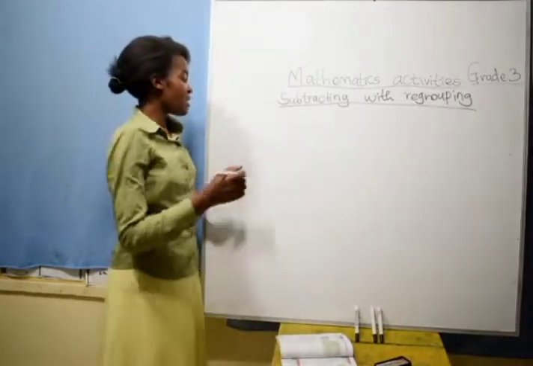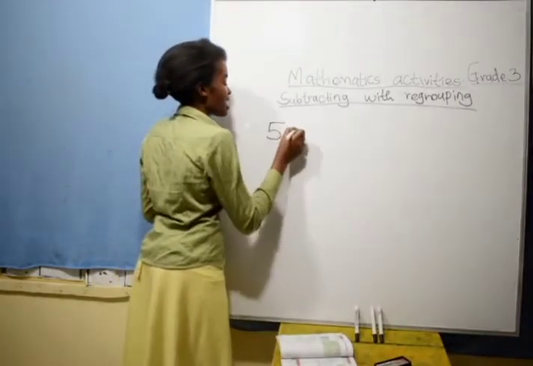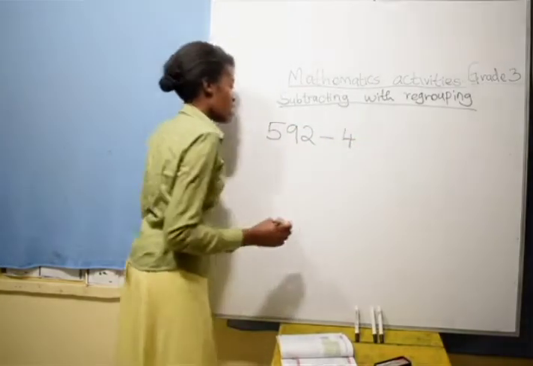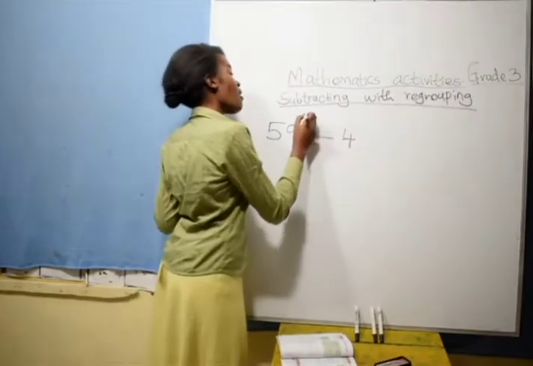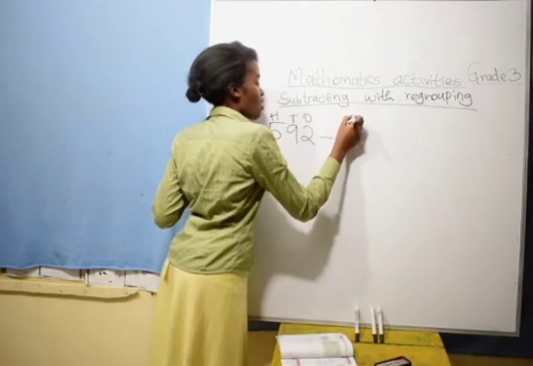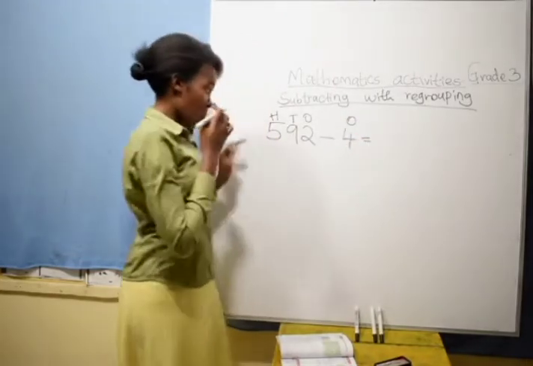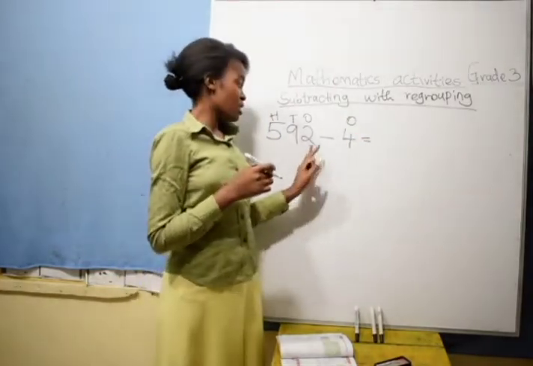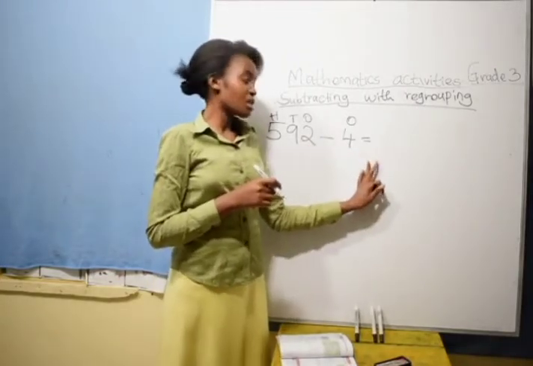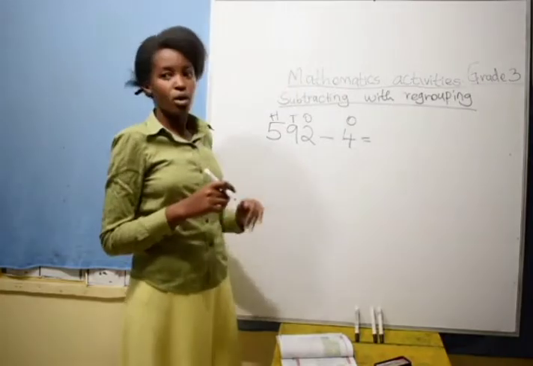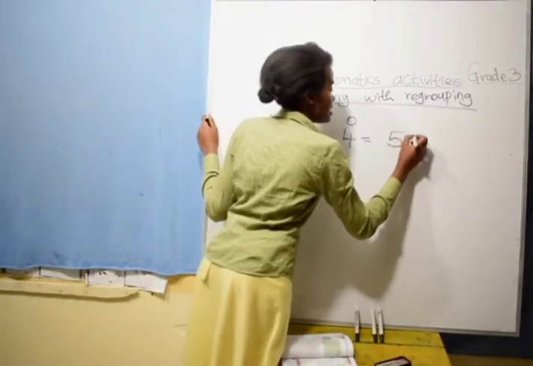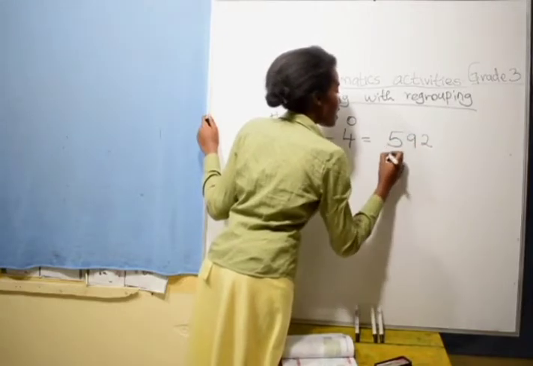Regrouping. Our first example is 592 take away 4. Before we continue, this is our ones, this is our tens, and this is our hundreds. Now, when we subtract 2 take away 4, we see that 2 is smaller than 4. Now we are not going to subtract, we are going to borrow. To write it well, we write it like this: 592, take away 4.